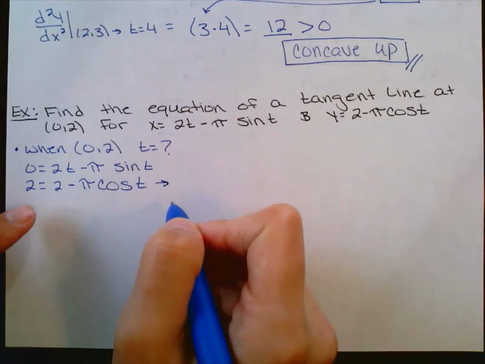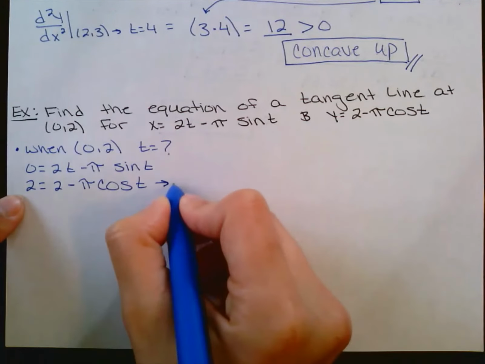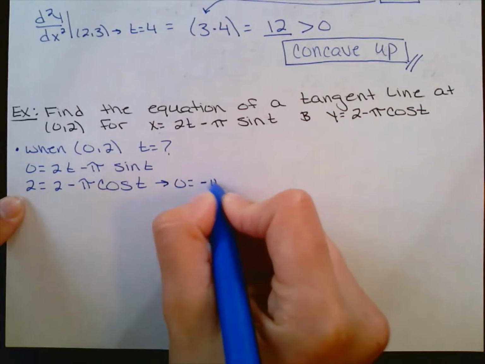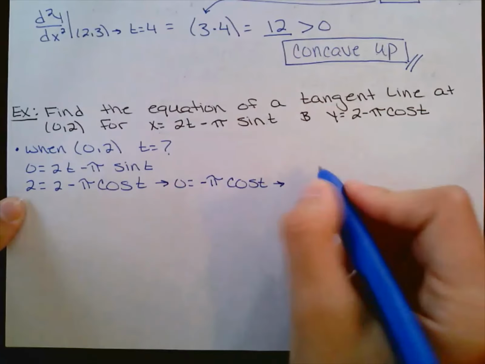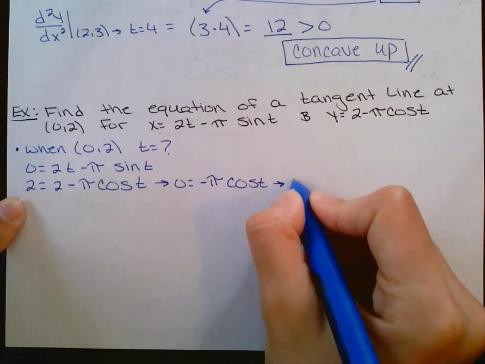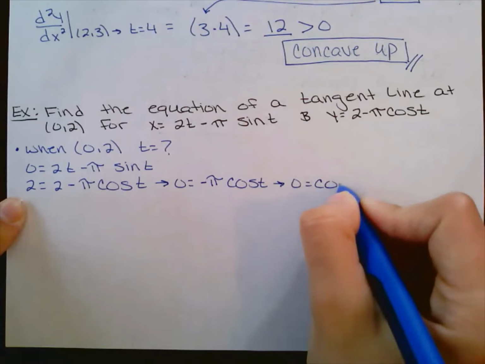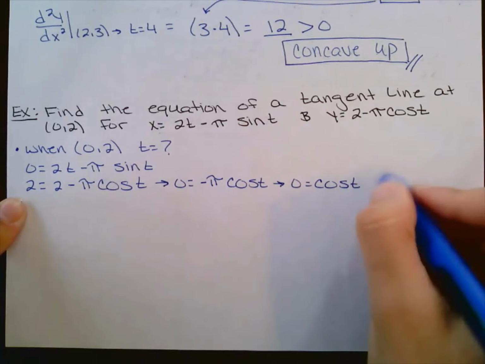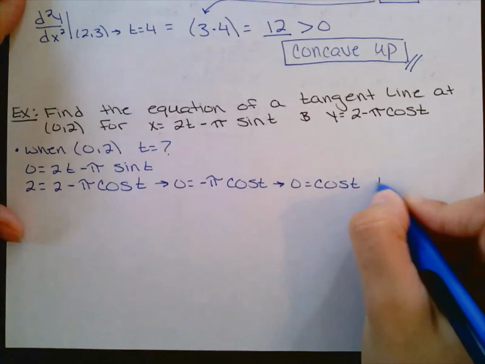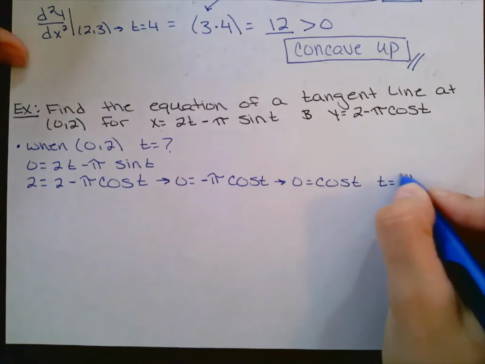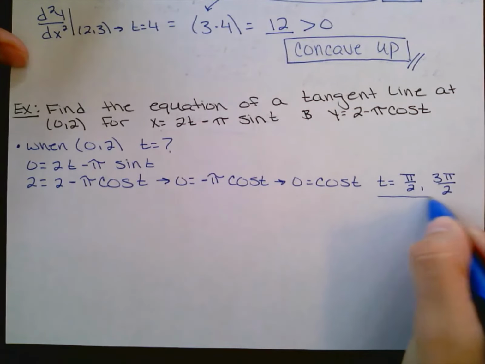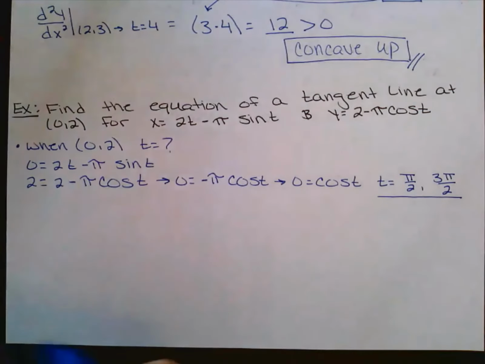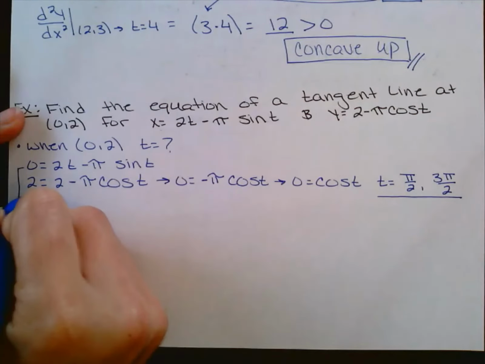So I'm going to go ahead and subtract this 2 over, leaving me with 0 equals negative pi cosine of t. And then I'm going to go ahead and divide that pi. So 0 divided by pi is still 0. Now, based on my unit circle, I know that cosine is equal to 0 at 2 locations. And that is at pi over 2 and at 3 pi over 2. So I've got two options for t based off of this second equation. Let's go back to the first and figure out which one we're using.